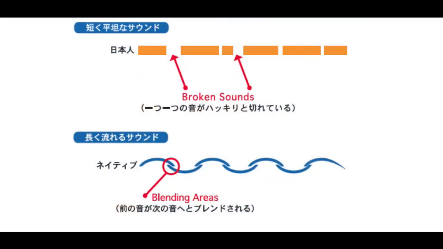Now, one more point is connected to the next slide that I have. You can see the broken sounds. We kind of talked about that. You can see the broken area and you can see the blended area for native. So we want to put our words connected to each other. I am very happy to be here. Today is very nice and I am happy.